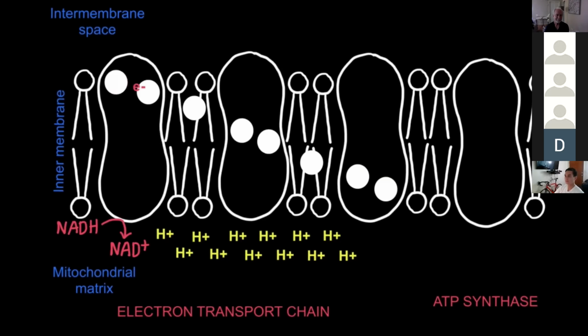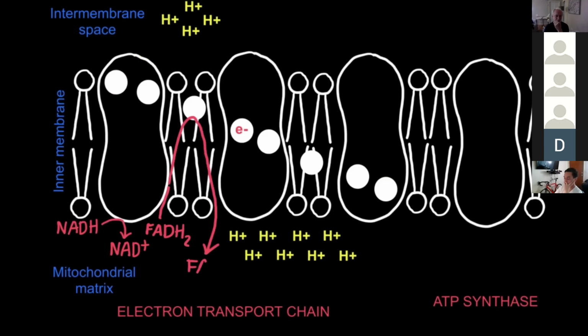Those electrons are then passed down a series of electron carriers found in the inner membrane, each successive carrier having a slightly higher electronegativity, that is, a stronger attraction for the electrons. As this happens, energy is released, and this energy is used to pump protons or hydrogen ions via active transport into the intermembrane space. FADH2 enters the electron transport chain at a lower energy level than did NADH. The FADH2 is also oxidized into FAD, releasing electrons which are picked up by the electron carriers in the chain.